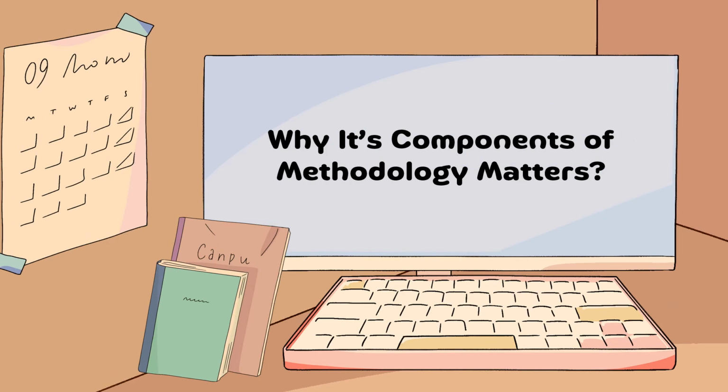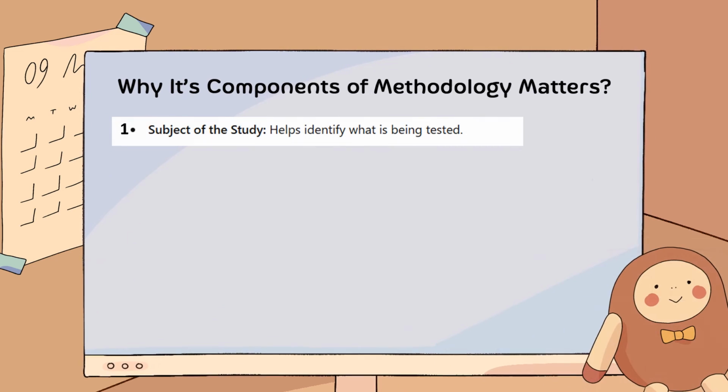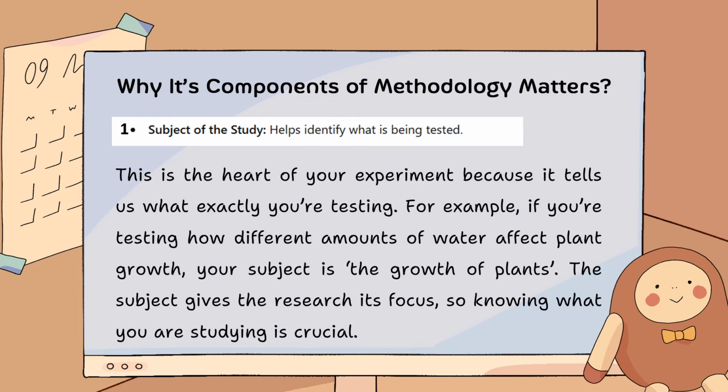Why the components of methodology matter. 1. Subject of the study. Helps identify what is being tested. This is the heart of your experiment because it tells us what exactly you're testing. For example, if you're testing how different amounts of water affect plant growth, your subject is the growth of plants. The subject gives the research its focus, so knowing what you are studying is crucial.